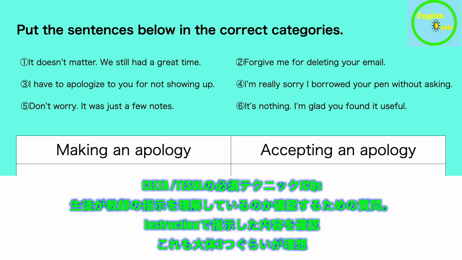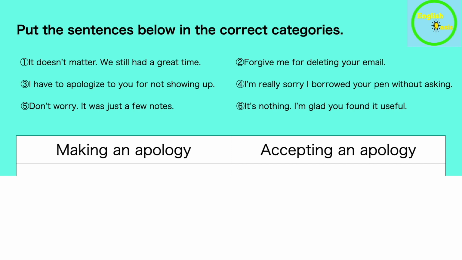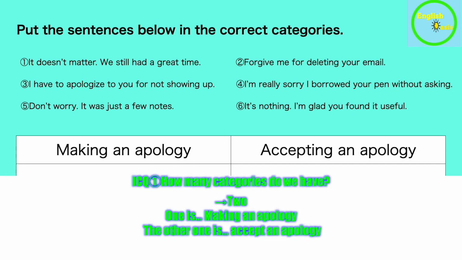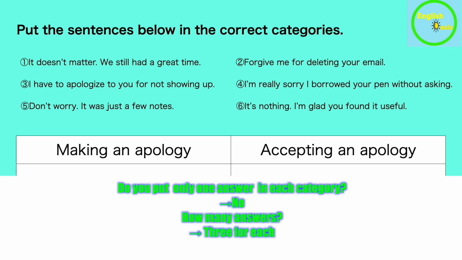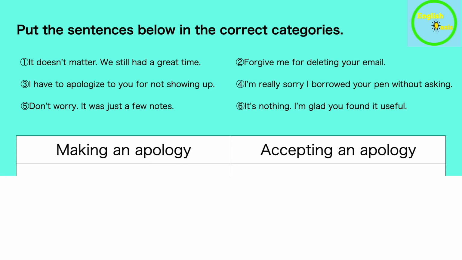So, how many categories do we have? 2 categories. One is making an apology and the other one is accepting an apology. Do you put only one answer for each category? No. How many answers? Great, 3. So 3 for each. How many minutes do you have? 3 minutes. If you finish earlier, you can skip the answer time. So now, please start.